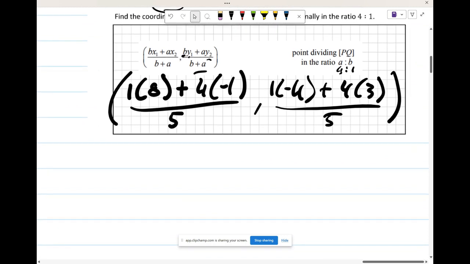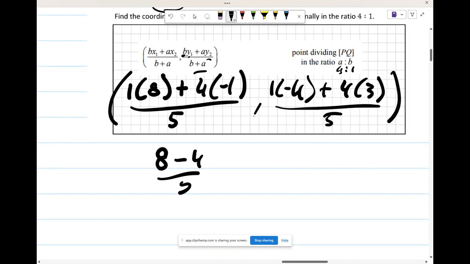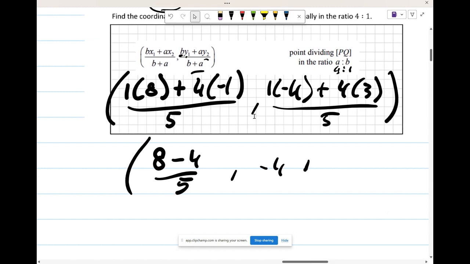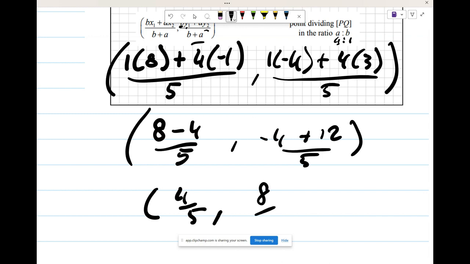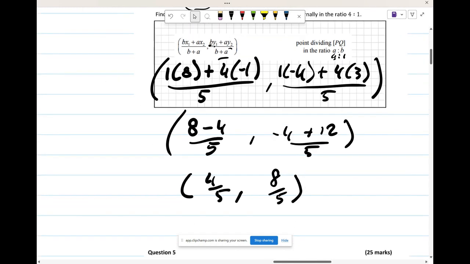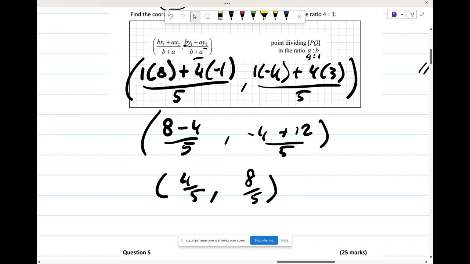So if we do 8 minus 4 over 5, and -4 plus 4 times 3 is 12, all over 5. And we keep going, so that's just 4 over 5, and 12 minus 4 is 8, 8 over 5. So these are the coordinates of our point C. So this is x, y. And that's your question done.